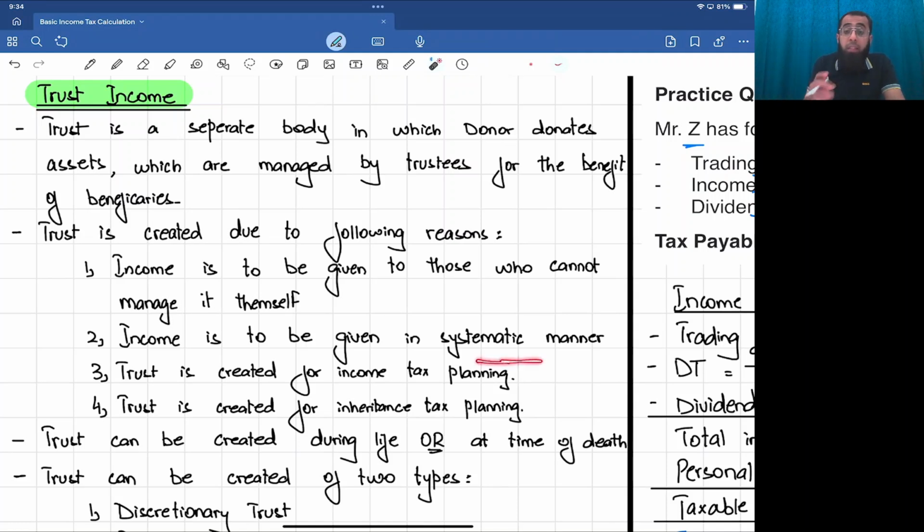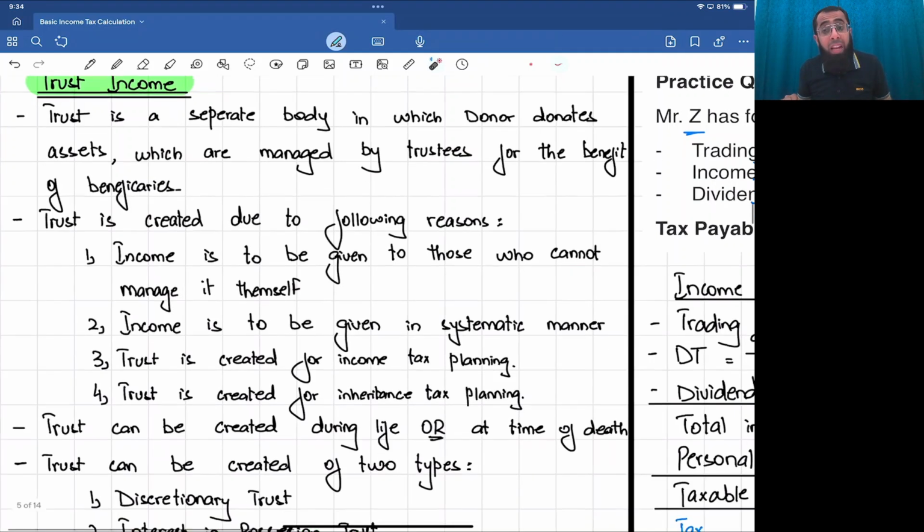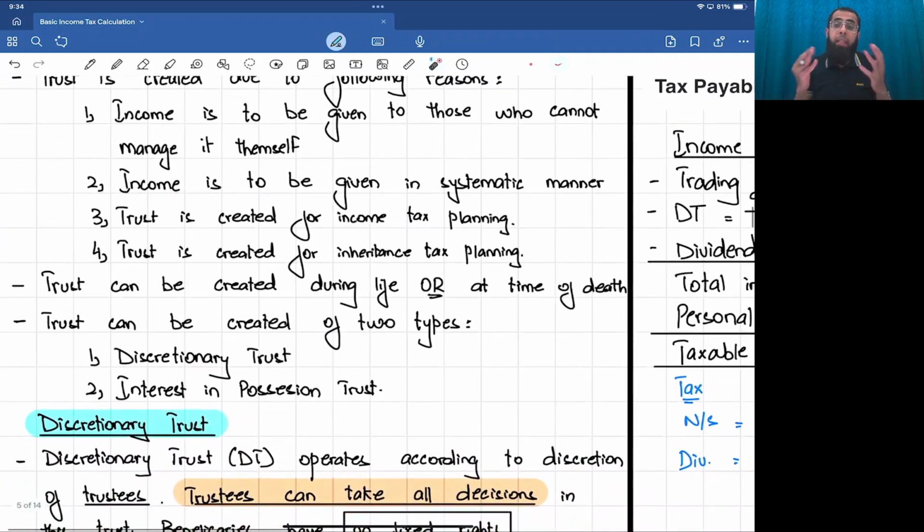Income is to be given in a systematic manner. There is also income tax planning, to distribute income among a lot of beneficiaries so that you can take the benefit of personal allowances and the basic rate band, and the inheritance tax planning involved in it.